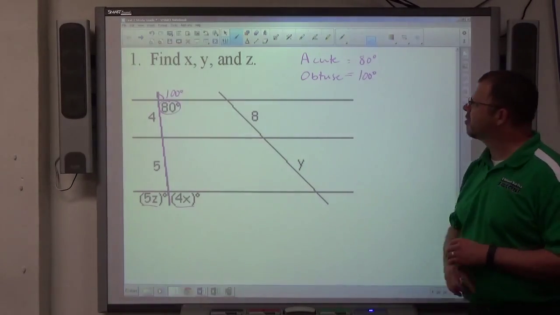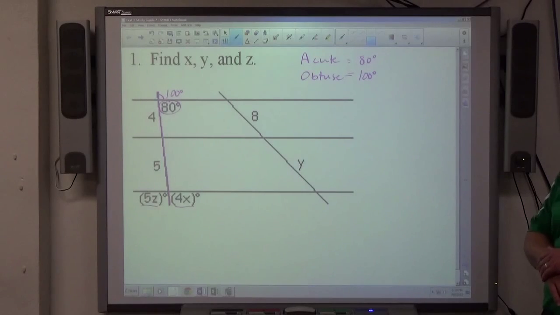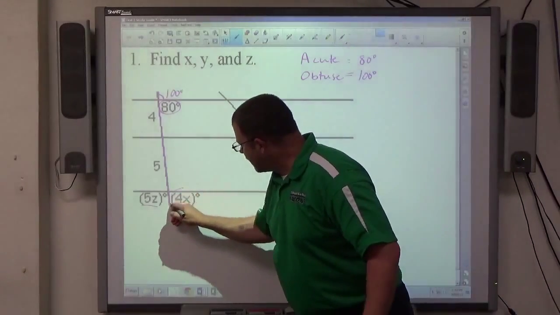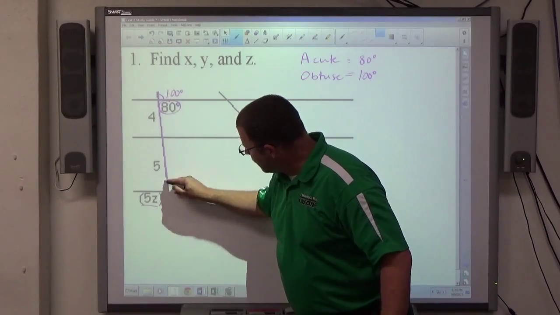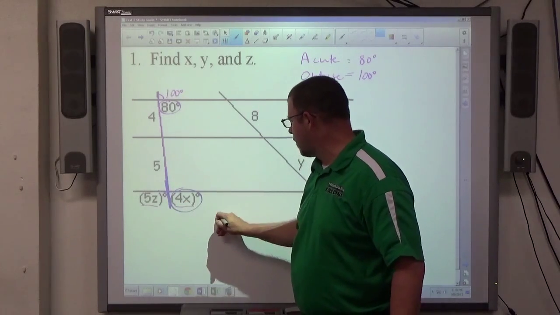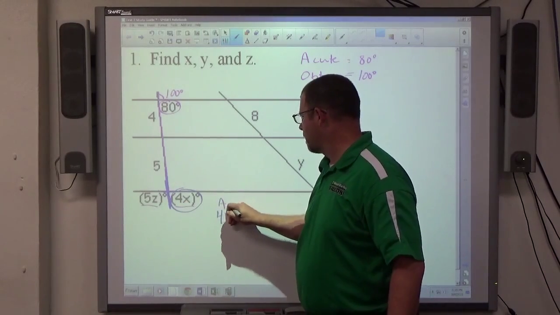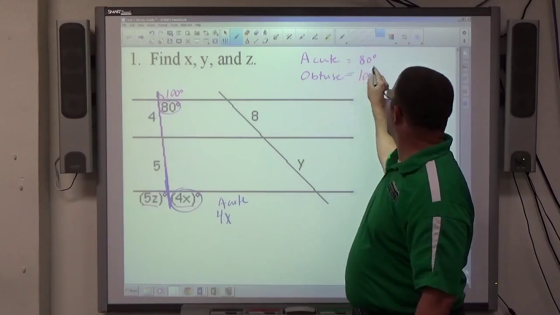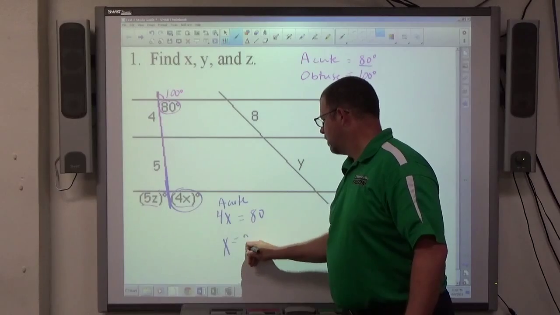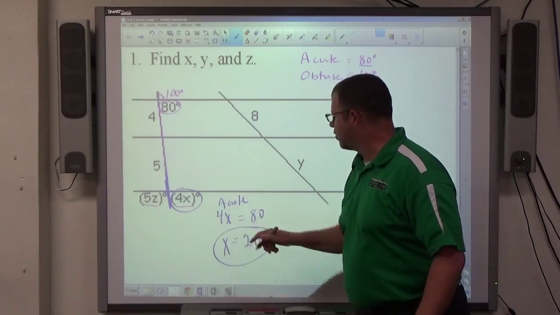Once I've established the measure of both the acute and obtuse angles, then it's just a matter of establishing what kind of angles x and z are part of. You'll notice that 4x is down here, and the angle is right there, which is a little bit less than 90, so I know 4x is acute. And all acute angles are 80 degrees, so 4x has to equal 80 degrees. Dividing by 4 gets me x equals 20.